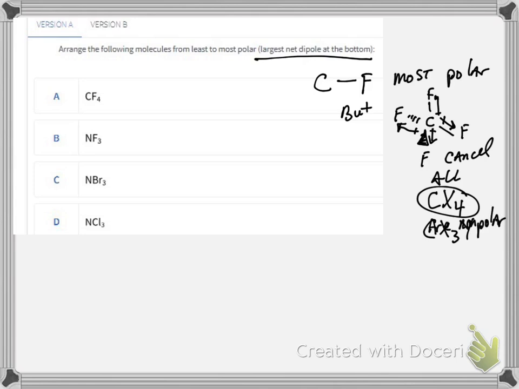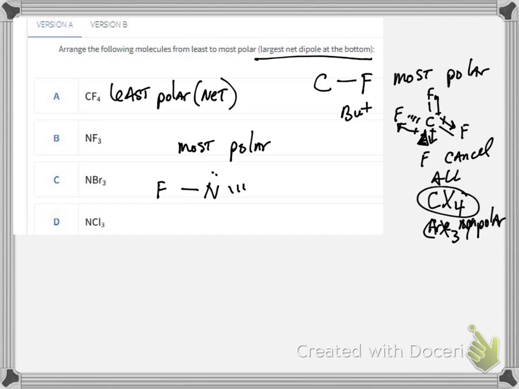Okay, so all are nonpolar, CX4. So least polar here, net. So now we have these polar nitrogen compounds. Any central atom with a lone pair is going to be polar. Why? Because there's a lone pair, and so there's not a perfect symmetry here. Remember, most molecules are polar. The only molecules that aren't have very symmetric structures. Well, there's a lone pair, so this is clearly polar.